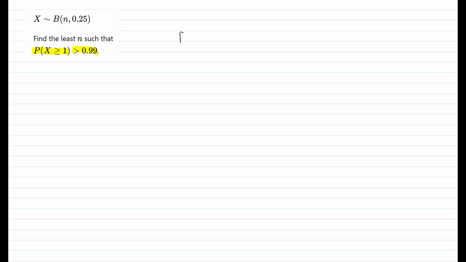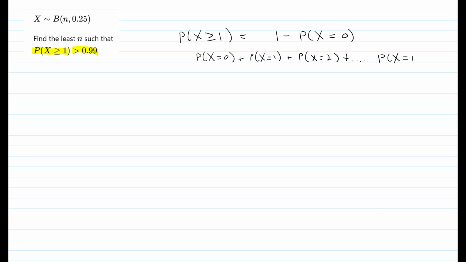So the probability that X is greater than or equal to 1, well, that is going to equal 1 minus the probability of X equals 0. So just remember, all the probabilities must sum to 1 in the probability distribution. So if we had, say, the probability X equals 0 plus probability X equals 1 plus the probability X equals 2 plus, and we don't know how many we've got, but all the way up to the probability X equals n, that must equal 1.